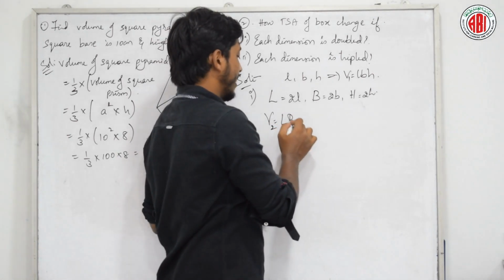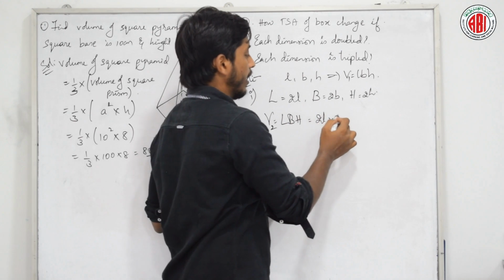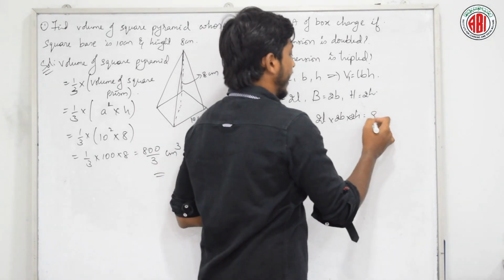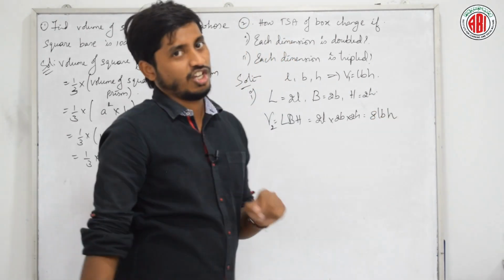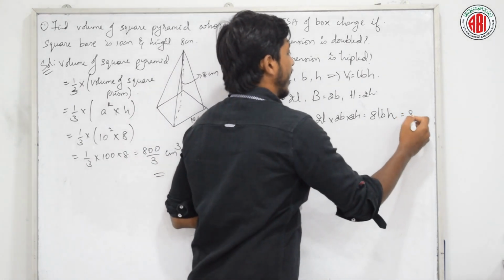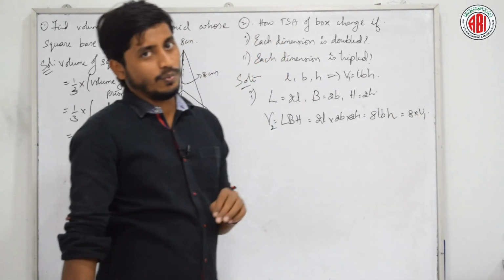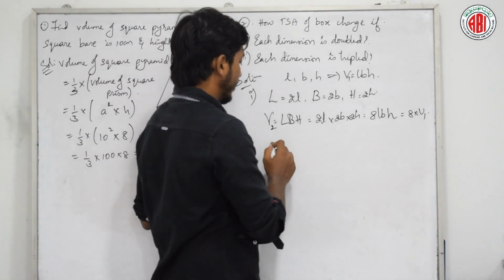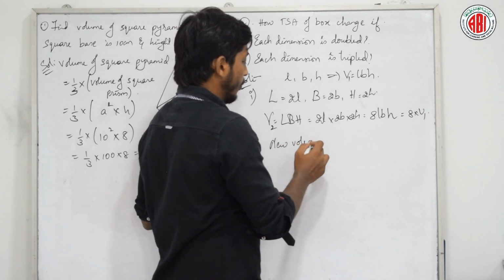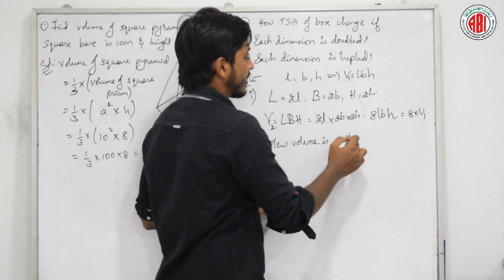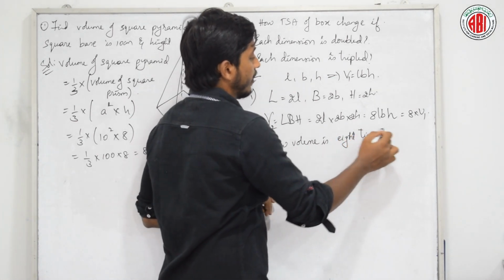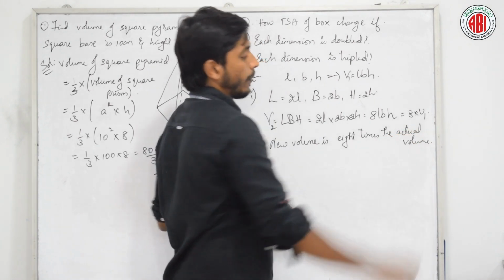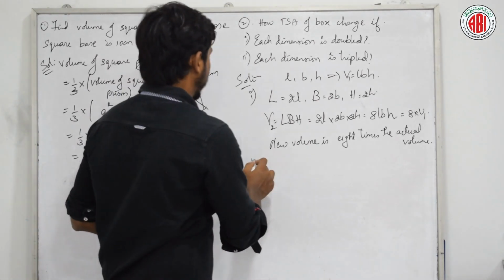That is nothing but 2L, 2B, 2H. How much is it? 2 2s are 4, 4 2s are 8 LBH. That is nothing but 8 into the initial volume, which means the new volume is 8 times the actual volume. Is it? Nice. What about the second one?